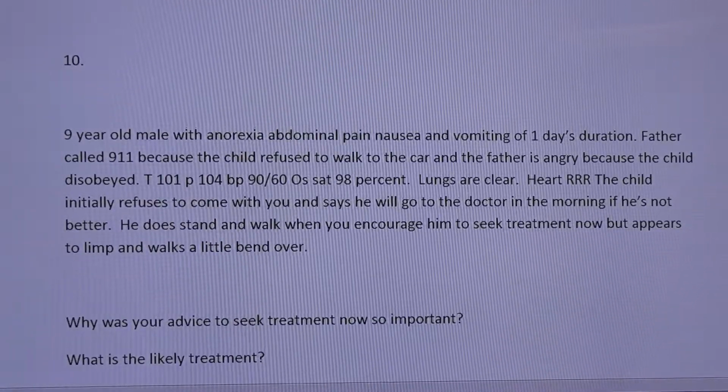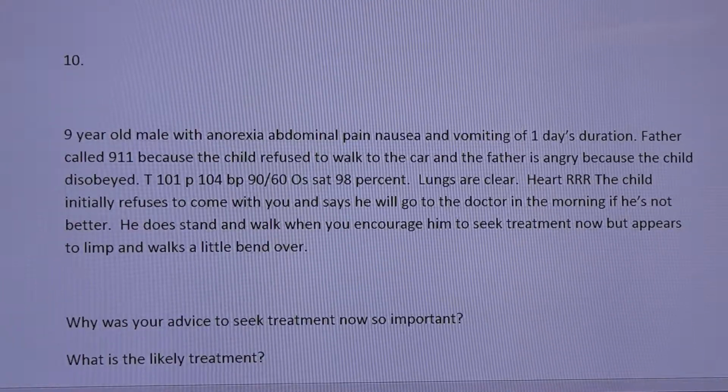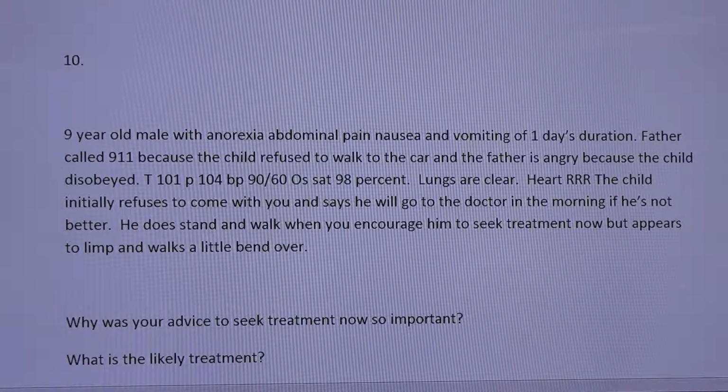9-year-old male with anorexia, abdominal pain, nausea, vomiting of 1 day's duration. Father called 911 because the child refused to walk to the car, and the father is angry because the child disobeyed. Temp 101, pulse 104, BP 90/60, O2 sat 98%, lungs are clear, heart rate triple R. The child initially refuses to come with you and says he will go to the doctor in the morning if he's not better. He does stand and walk when you encourage him to seek treatment now, but appears to limp and walks a little bent over.